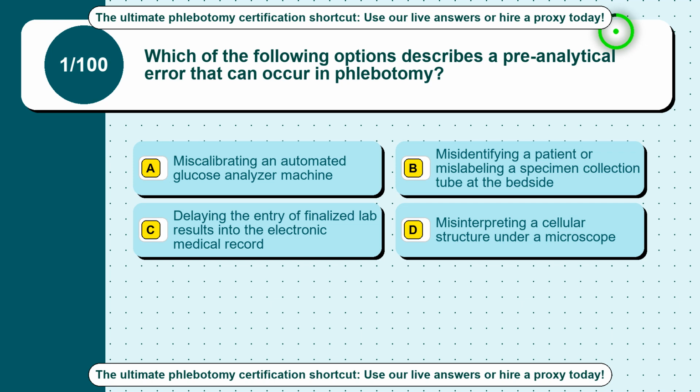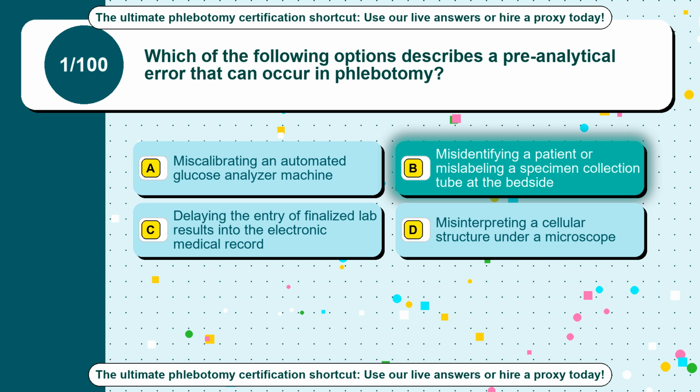Question 1. Which of the following options describes a pre-analytical error that can occur in phlebotomy? Option A. Miscalibrating an automated glucose analyzer machine. Option B. Misidentifying a patient or mislabeling a specimen collection tube at the bedside. Option C. Delaying the entry of finalized lab results into the electronic medical record. Option D. Misinterpreting a cellular structure under a microscope.